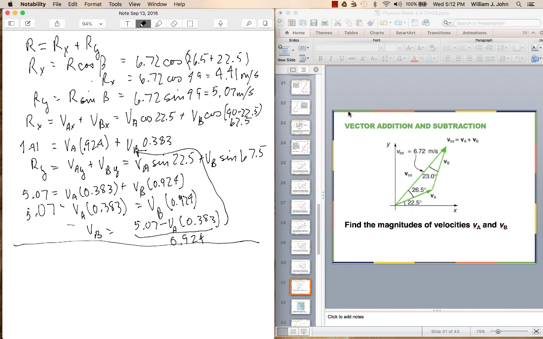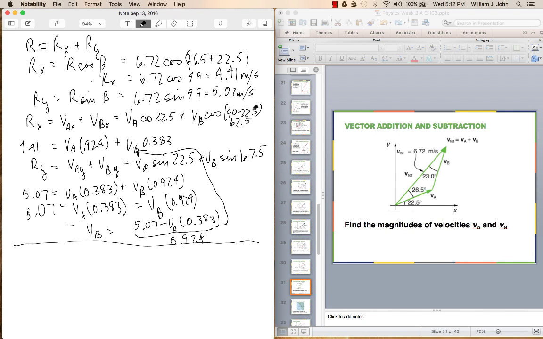Today is week 3, part 3 of our physics lectures, and I wanted to go back to one of the problems. You recognize this slide from the last part, and I was talking about how you would go about finding VA and VB, and I made a mistake in the calculation, and I wanted to correct that. And where I made my mistake is right here.